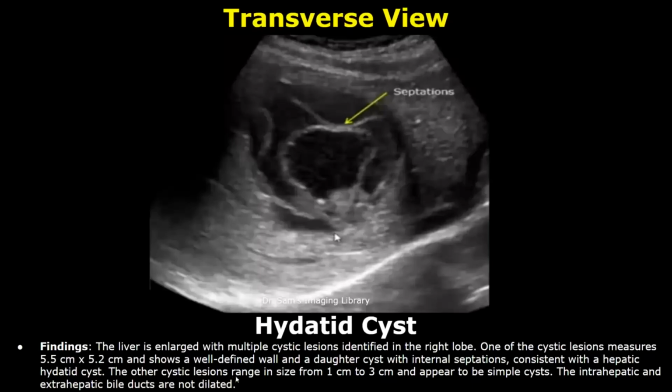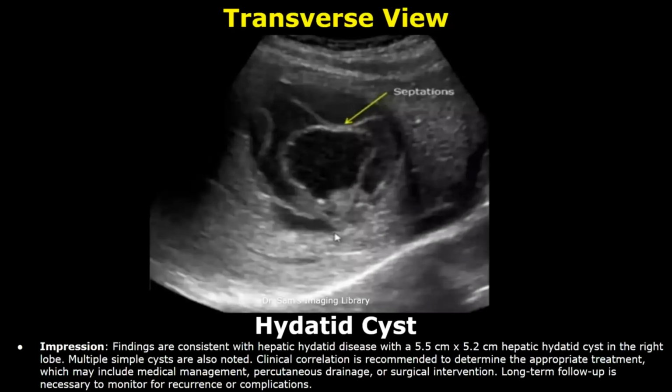If there are multiple cysts, you can write the other cystic lesions range in size from 1 centimeter to 3 centimeters and appear to be simple cysts, and the bile ducts are normal.